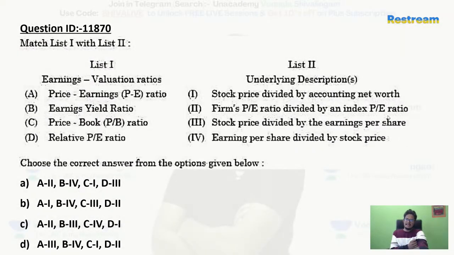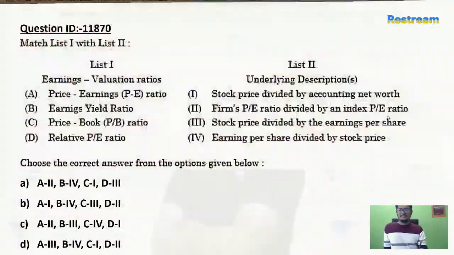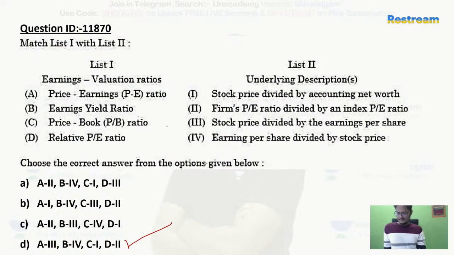PE ratio, earning yield ratio, price book ratio, and relative PE ratio. Everything is correct, only in the exam it will go wrong. Answer is D. Because PE ratio is the third one: stock price divided by earning per share, that is market price per share divided by EPS. EPS is earning per share. Earning yield ratio is EPS divided by stock price, that is EPS divided by MPS.